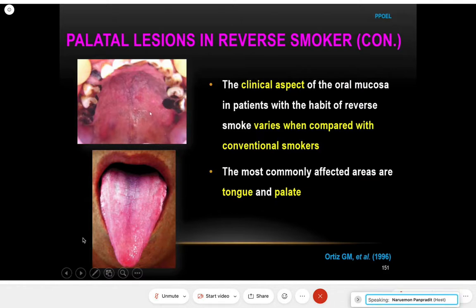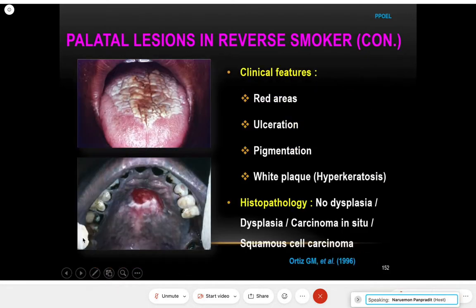So you can see various degrees of lesion, like red areas, ulceration, pigmentation, and white plaque. This shows the white plaque. This shows the pigmentation and the red area with white plaque. This is the character of palatal lesions in reverse smokers. The histology depends: maybe no dysplasia, some report dysplasia, some report carcinoma in situ or squamous cell carcinoma. But it is very rare. I need you to know that sometimes in the world we have lesions like this.